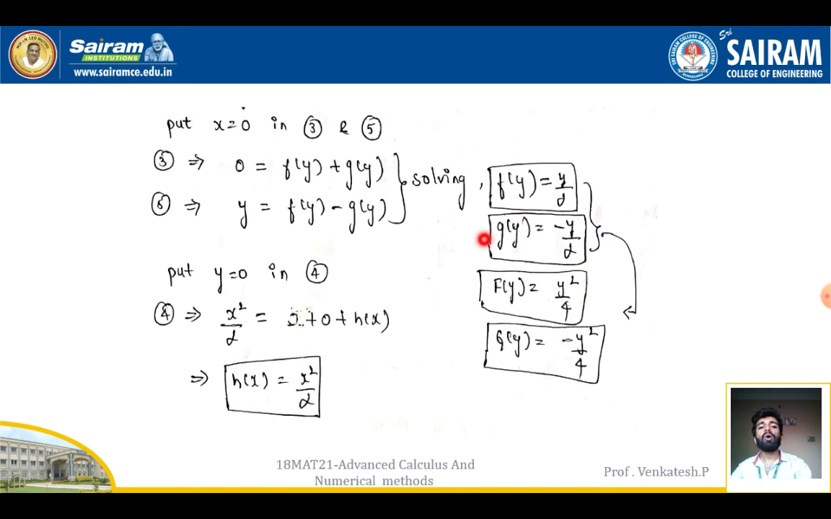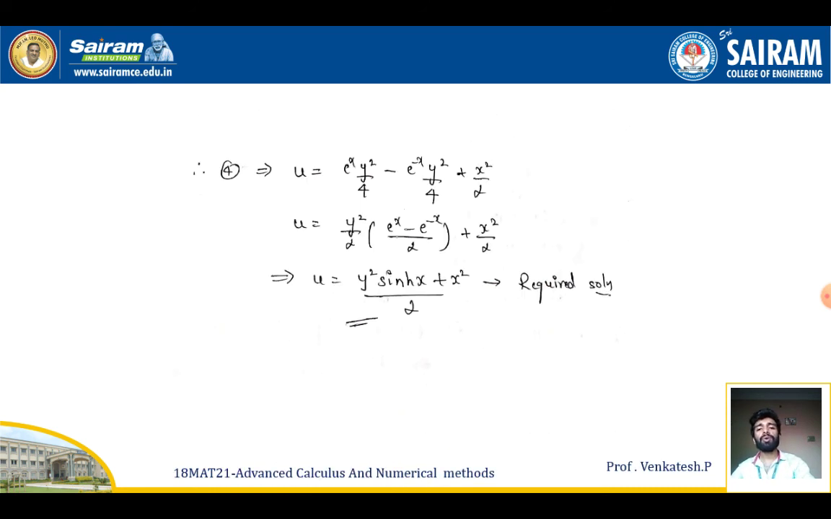So now replacing all these values in equation number 4, h(x), capital F(y) and G(y), the solution will be u = e^x y²/4 − e^(−x) y²/4 + x²/2. By taking y²/4 as a common factor, I'll get (e^x − e^(−x))/2 + x²/2, so it will be equal to sinh x. The solution will be u = y² sinh x + x²/2, which is the required solution for the given partial differential equation. Thank you.